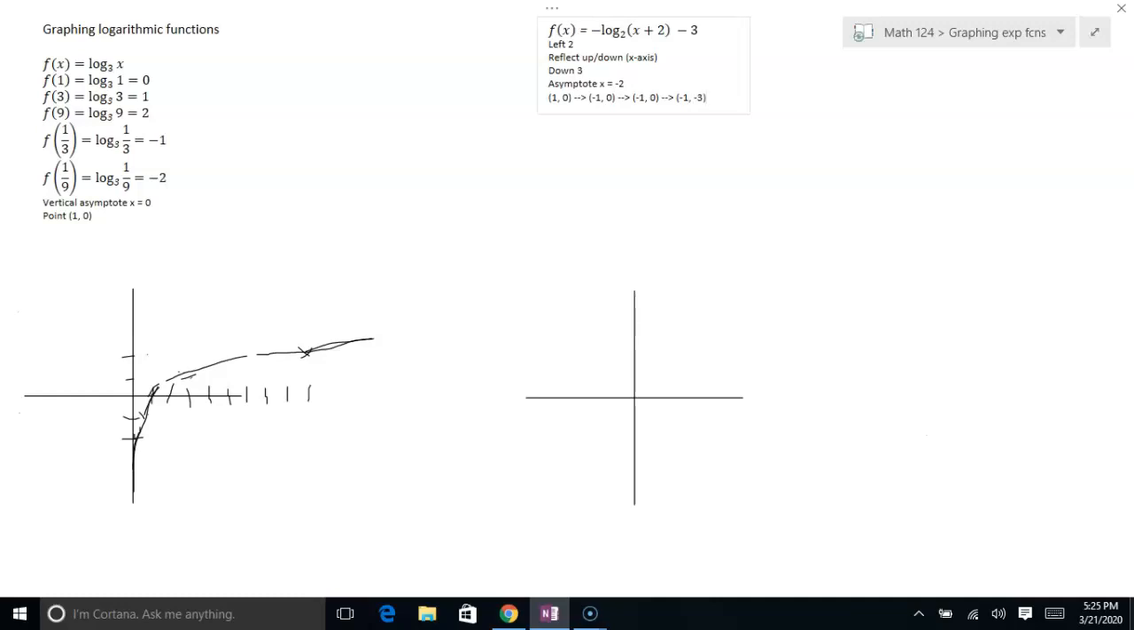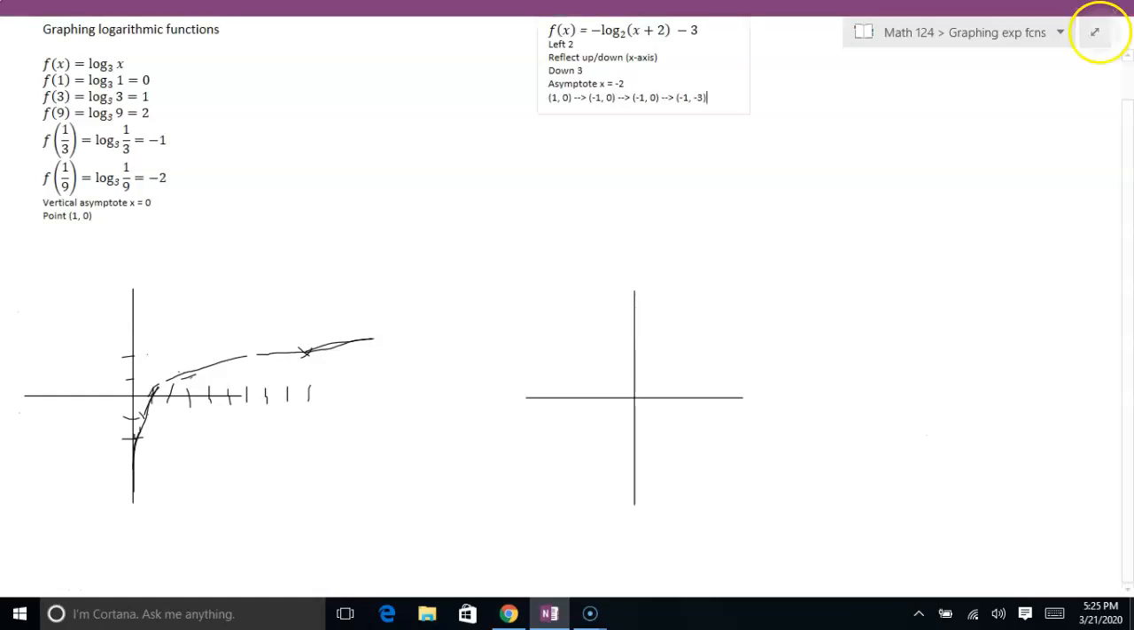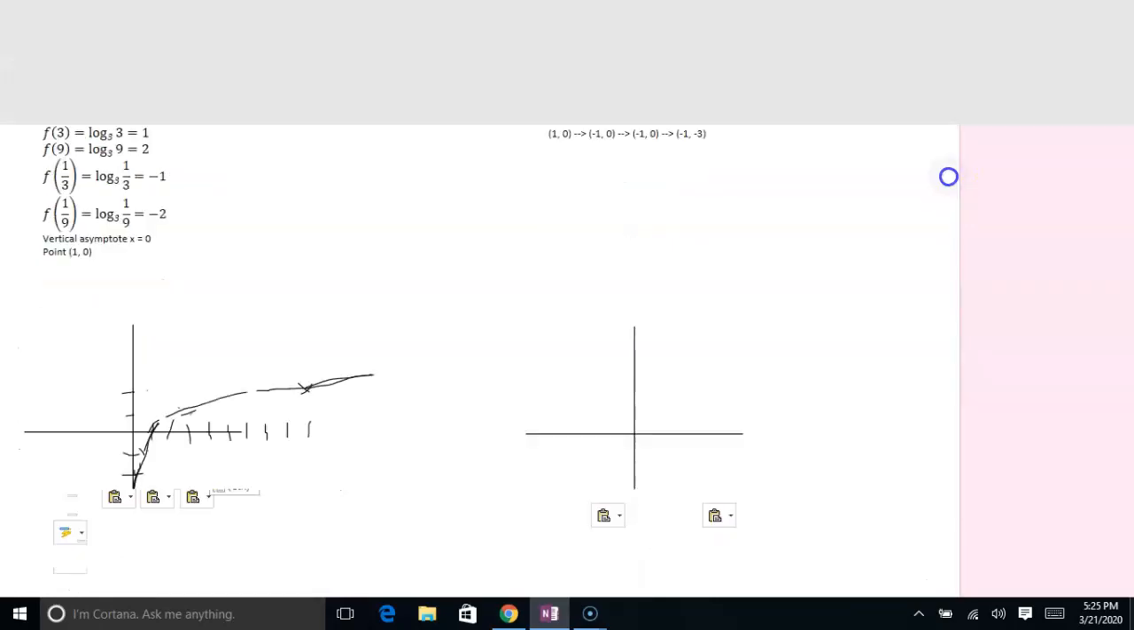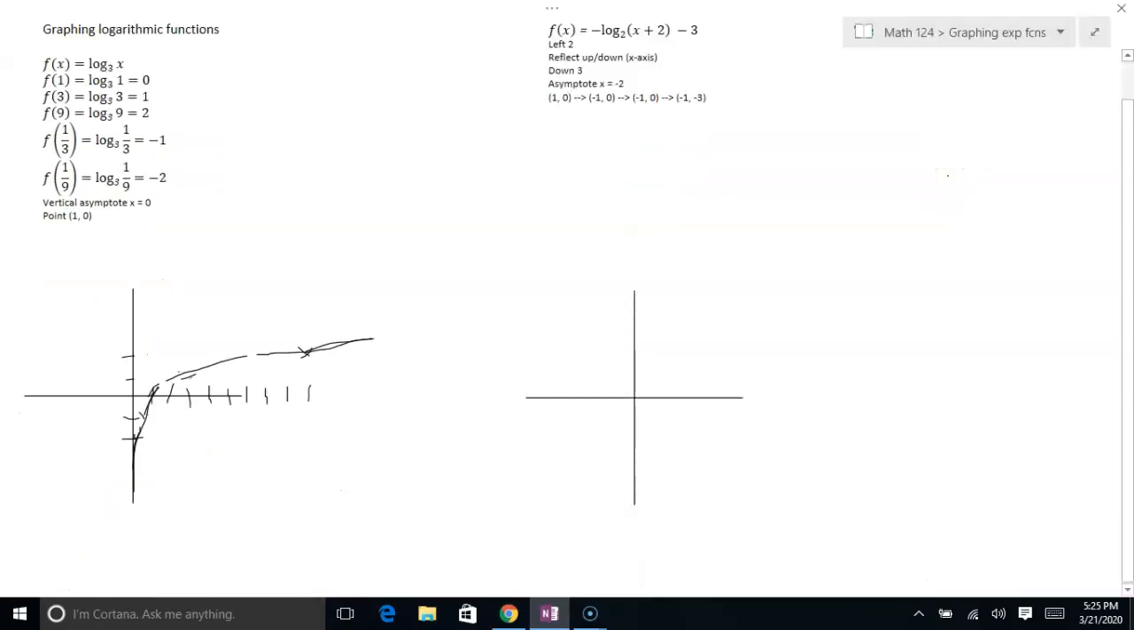When we graph logarithmic functions, we want to draw the asymptote. We'll draw it as a dotted line. My asymptote is x equals -2. So I'm going to put a dotted line there, at x equals -2. There we go. My point is (-1, -3), which is there.